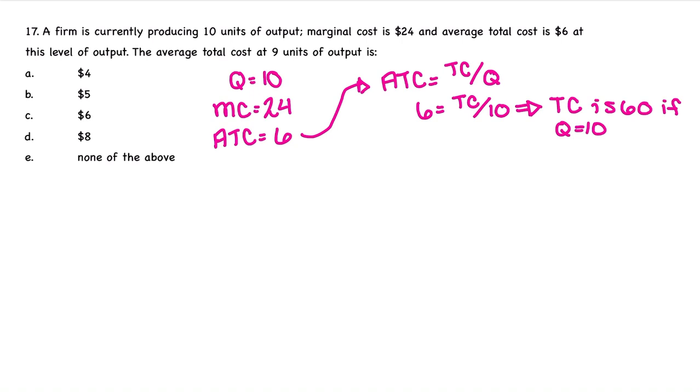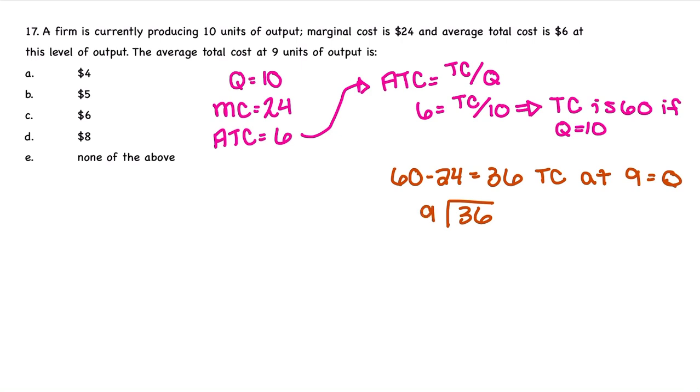We know our marginal cost was 24. So if we do 60 minus 24, we find that our total cost at 9 units was $36. So the average total cost of 9 units was 36 divided by 9, which is 4. Some of these questions, it kind of feels like it's a puzzle, trying to figure out what they're giving you, what they're asking for.